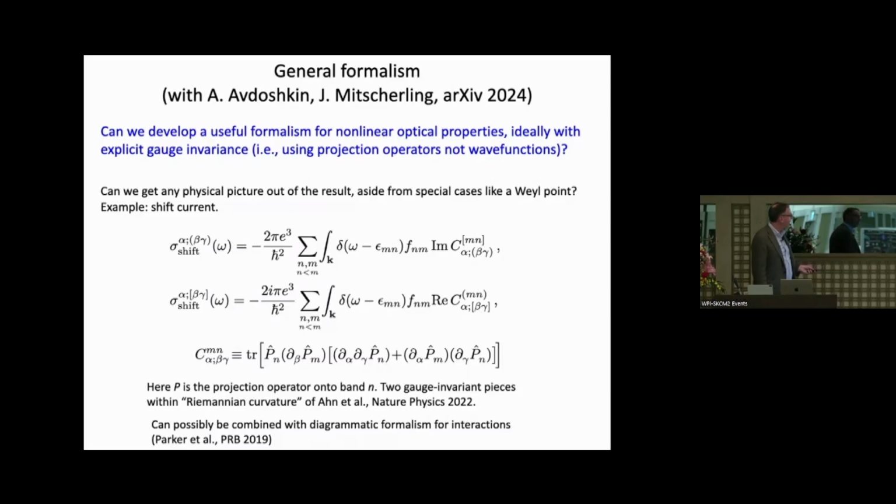This is kind of related to a certain Riemannian curvature, and it also could maybe be combined with some previous work we did on diagrammatic formalisms for interactions. So this is just to show that we do some actual theoretical work for a living, and not everything is as simple as quantized or geometrical or whatever.